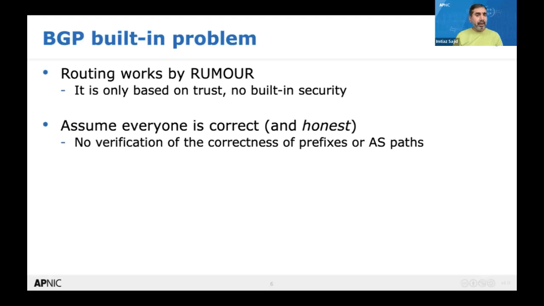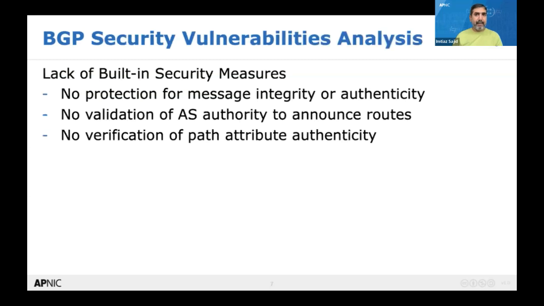But there are some built-in problems in the case of BGP. One is that routing works by rumor, and we actually have to trust others, and there is no built-in security mechanism to verify what others are advertising. So we need to assume that whatever they are advertising to us is correct and that they are honest in their advertisement, and there is no inbuilt mechanism to verify the correctness of the prefixes or the AS path we are receiving along with the prefixes.